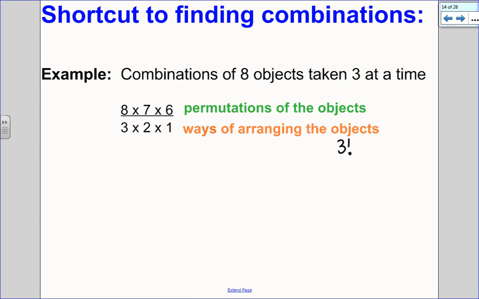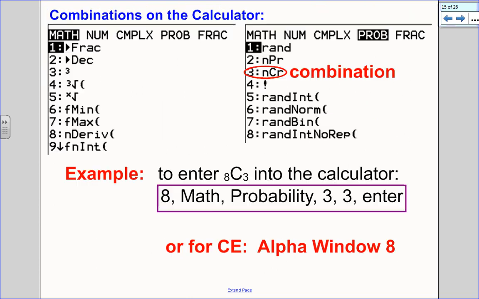And the reason I like this is because it's a lot quicker to do, because if I have 6 on top, 6 divided by 3 times 2 is 6, I'm just left with 8 times 7. Which is 56 ways of having 8 objects and taking them 3 at a time. So that's a little shortcut that you can use writing it out, but there is also the calculator button.